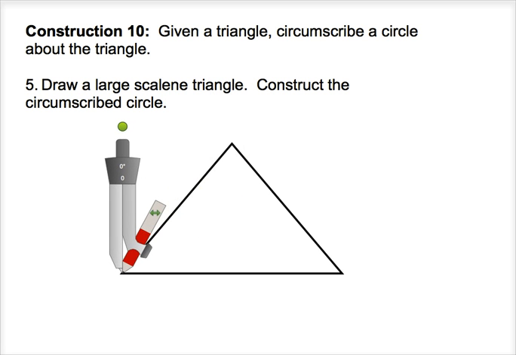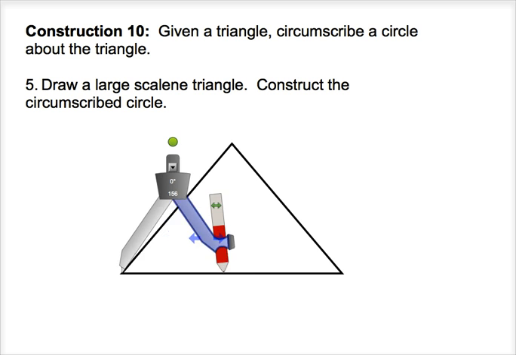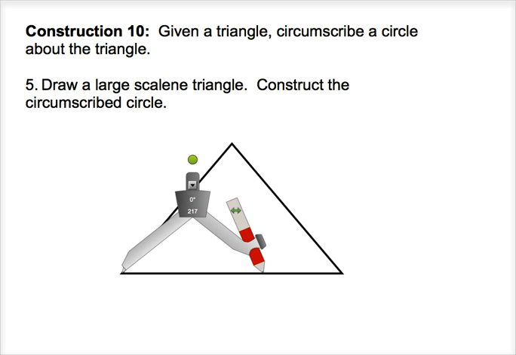So if I want to make my life a little bit easier, I can get by with just doing 2 of the perpendicular bisectors, realizing that all three would intersect at the same location.